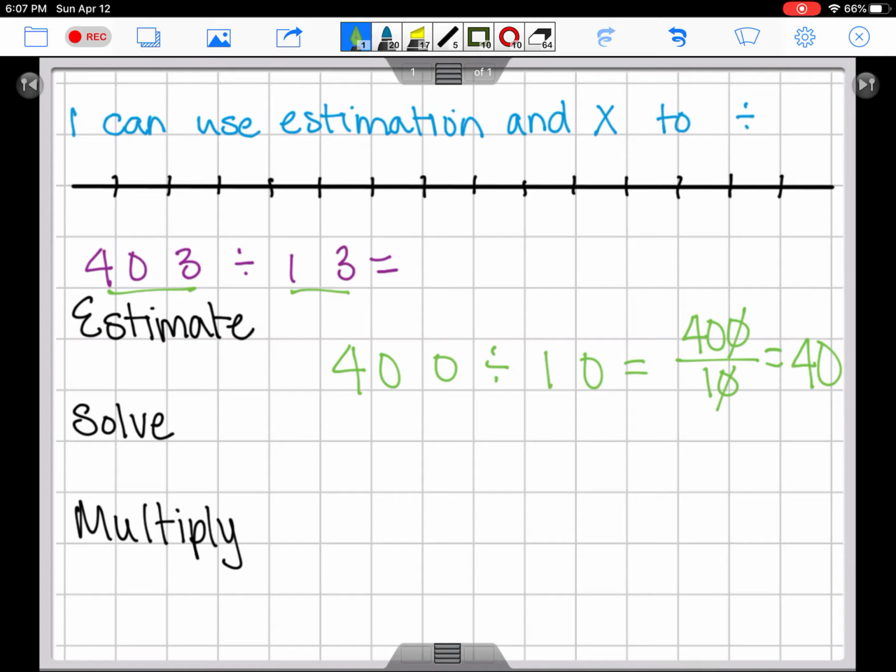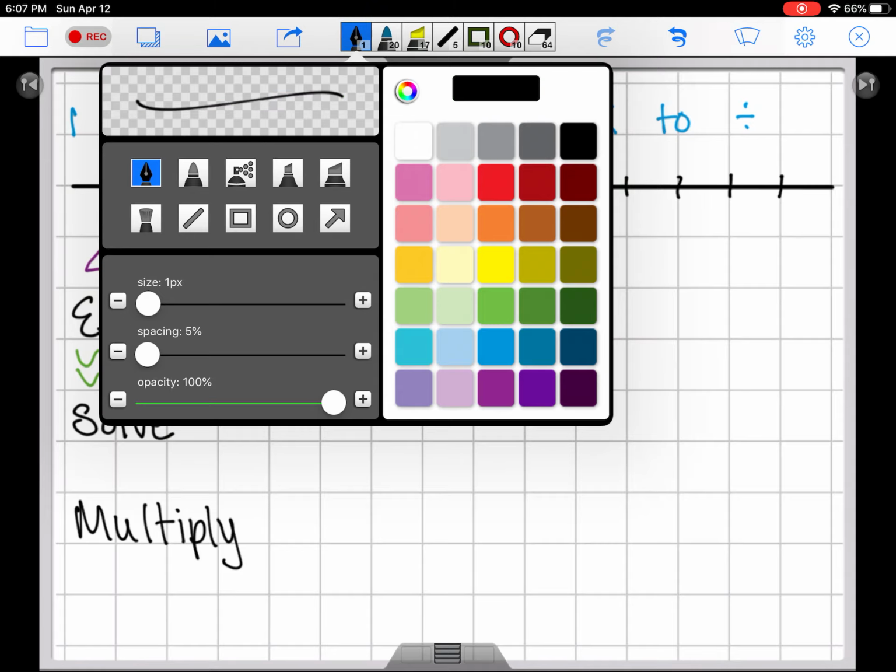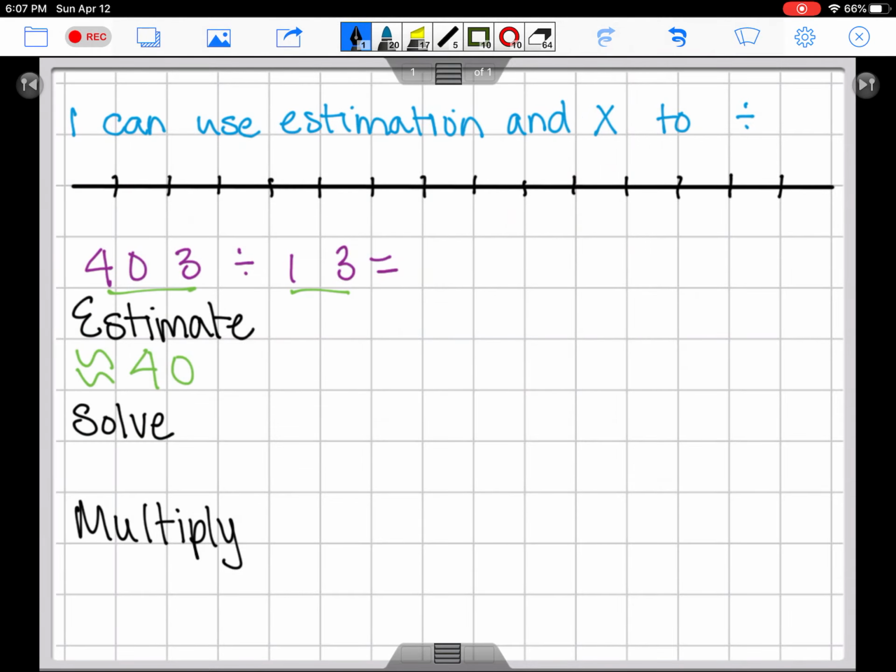That's just 40 divided by 1. 40 divided by 1 is 40. So we know for sure that our answer is going to be about 40. Very nice. Clean up this work. Remember, if I'm going too fast in these videos ever, you can always pause them, rewind them, anything you need to do. So now that I have my estimate, I want to jump right into that number line just to help me stay on track.